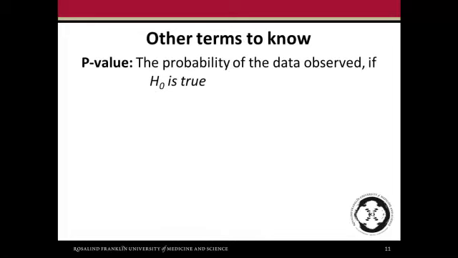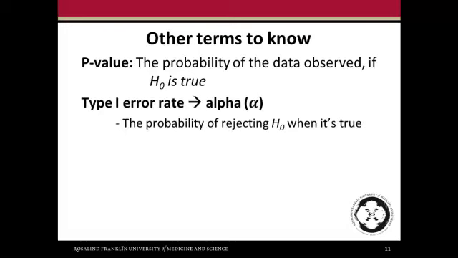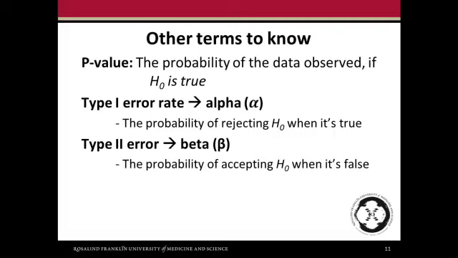So a few terms that you should know. One is the p-value, so that's the probability of the data observed if the null hypothesis is true. The type 1 error rate is what we call alpha, and it's the probability of rejecting the null hypothesis when it's true. And the type 2 error rate is also known as beta, and it's the probability of accepting the null hypothesis when it's actually false.